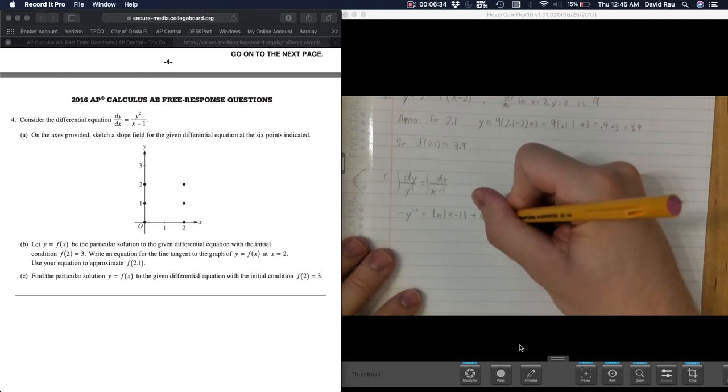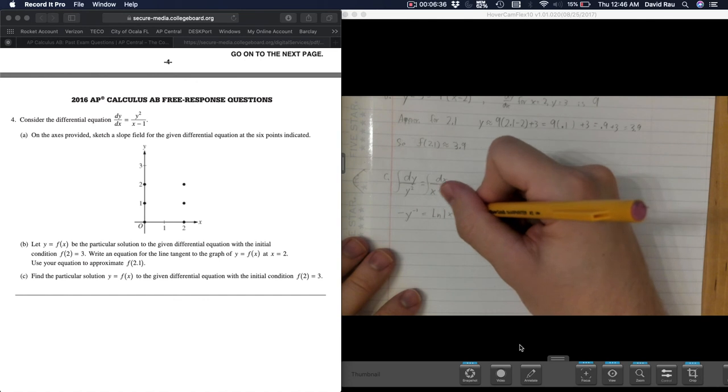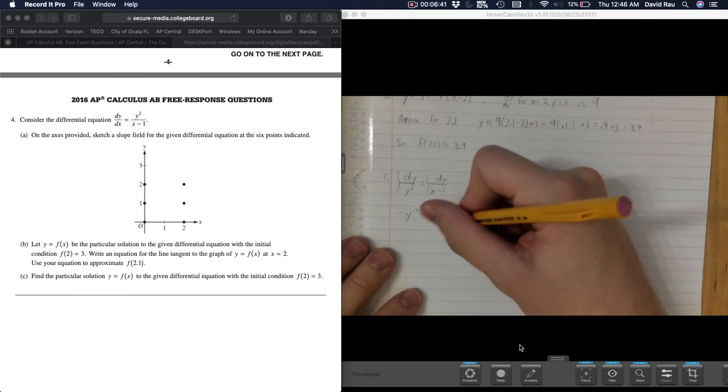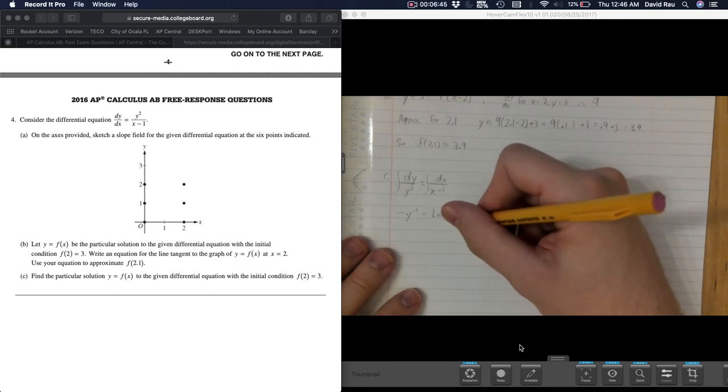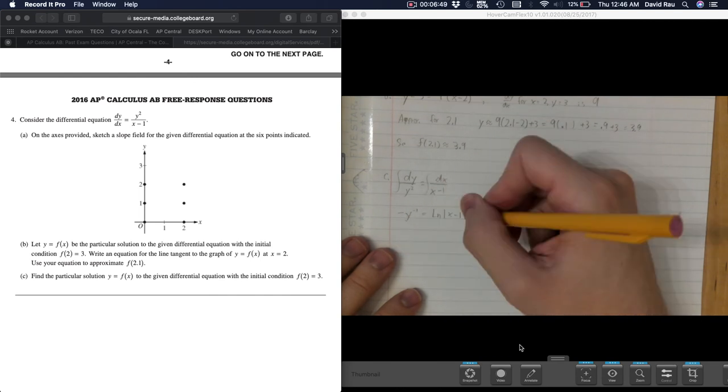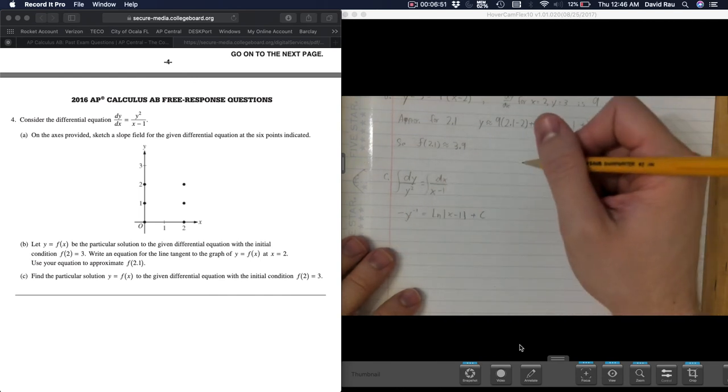And then we're going to get plus c. Again, if you derive the inside, you just get 1 dx. If you derive everything else and derive the ln, you just get the original contents. So you just get your dx over x minus 1. Okay, from there, let's solve this thing for y and then use the initial condition.